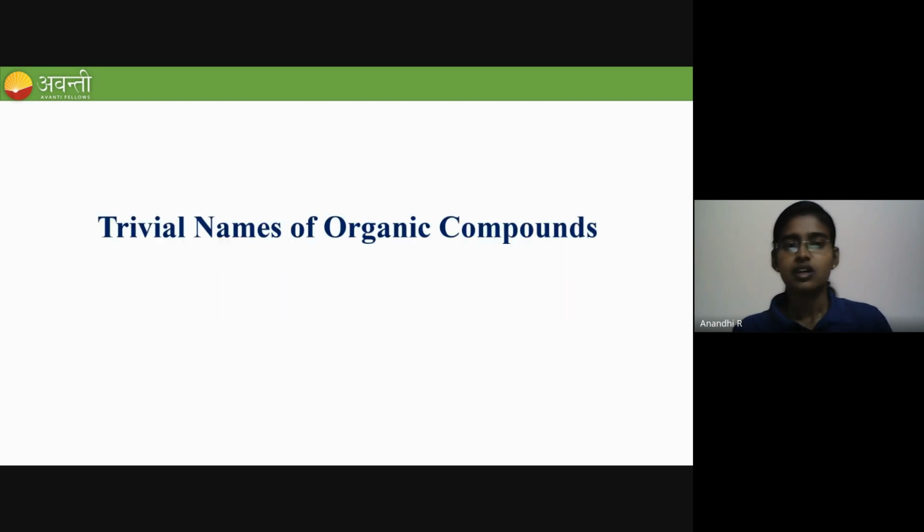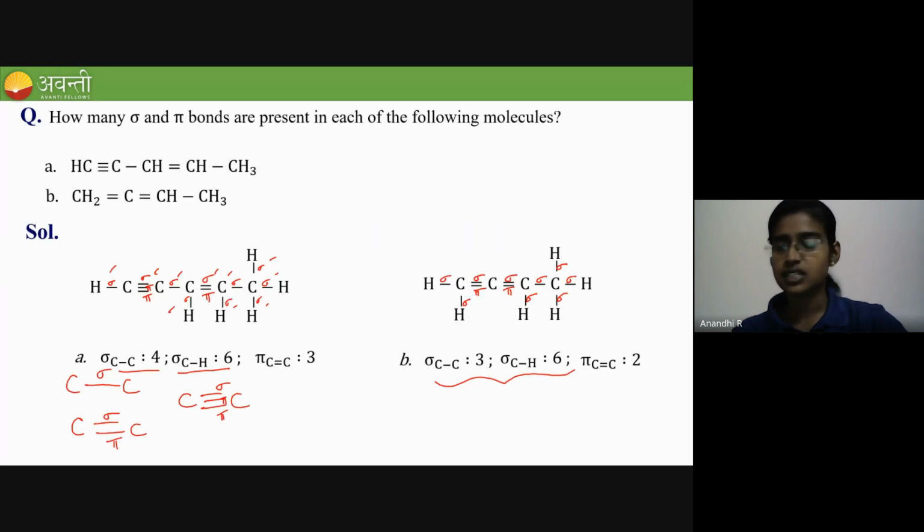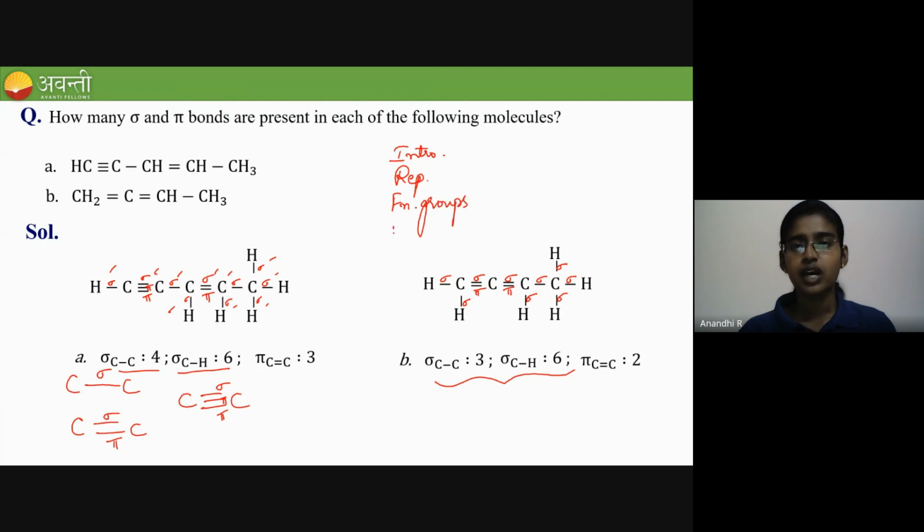So the next topic is the nomenclature part. This we can discuss in the next class. You all go and study the introduction part, the structural representation part, the functional groups and homologous series today. Solve the questions related to it from your workbook and come for tomorrow's class. Tomorrow we will discuss the nomenclature, the common name and IUPAC name for all the organic compounds.